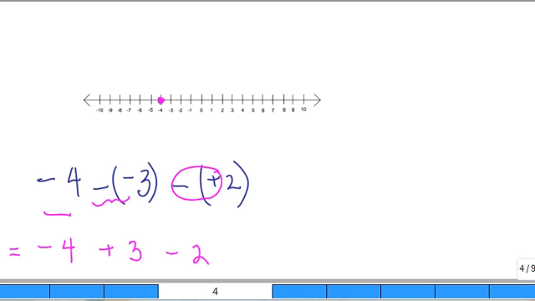So I start at -4 right here, and I'm going to add 3. So I'm going to go to the right 3, and then I'm going to subtract 2. So I'm going to go back 2. Maybe I'll do that in orange. Back 2, 1, 2. So that means I'm going to end up at -3.